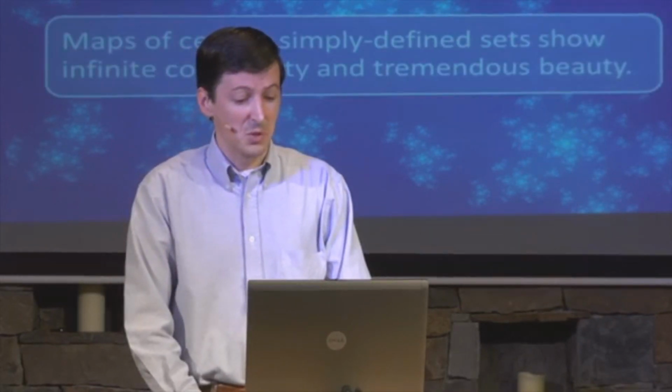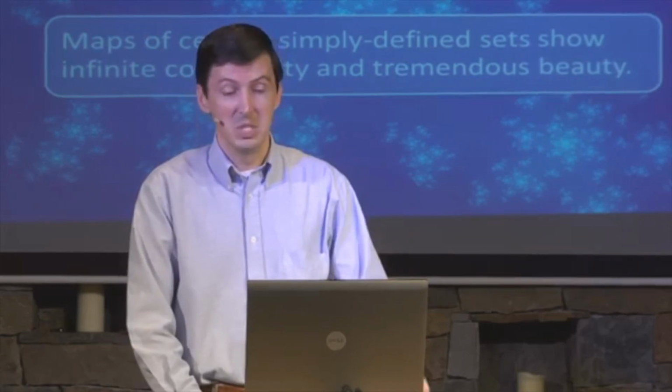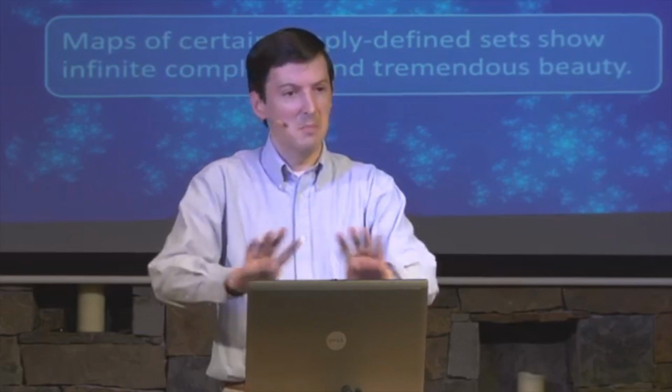So we've seen there's a secret code of amazing beauty and complexity built into numbers. That's what I want you to take away. Numbers have incredible beauty and complexity built into them. Maps of certain very simply defined sets, like z squared plus c, show infinite complexity and tremendous beauty when you map them on that plane.